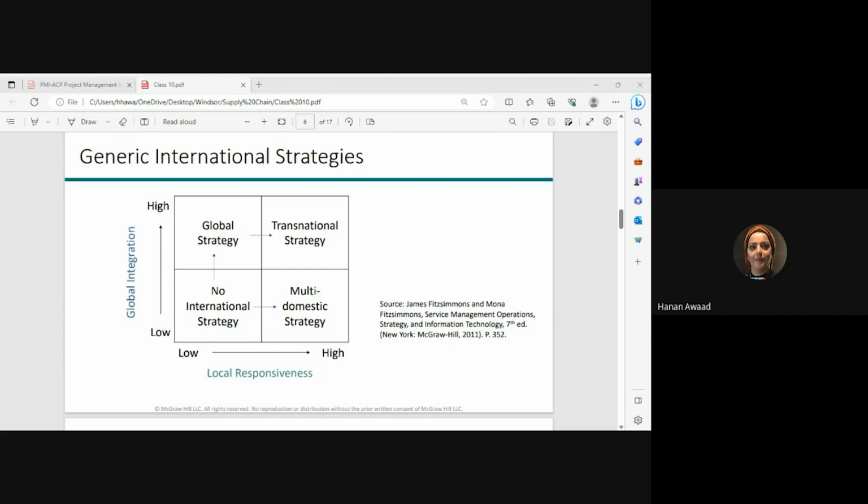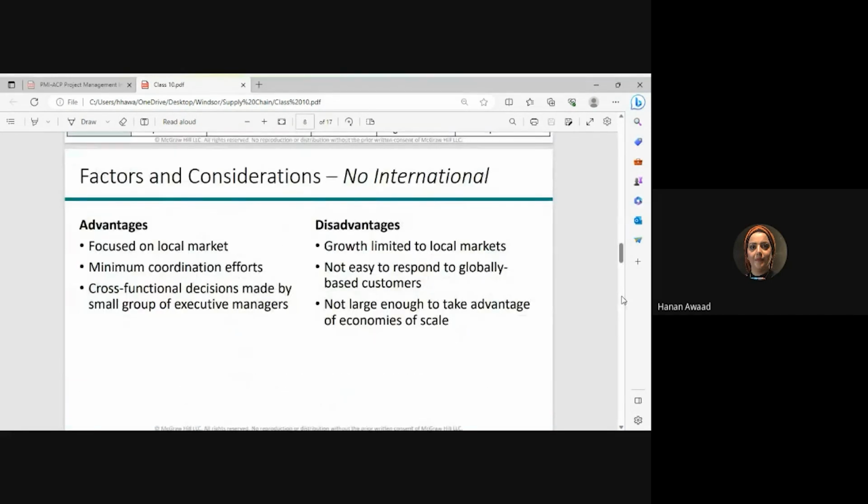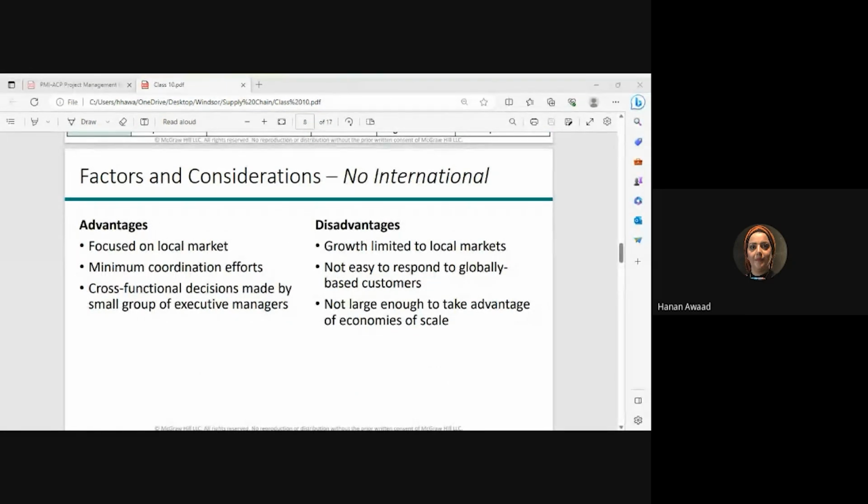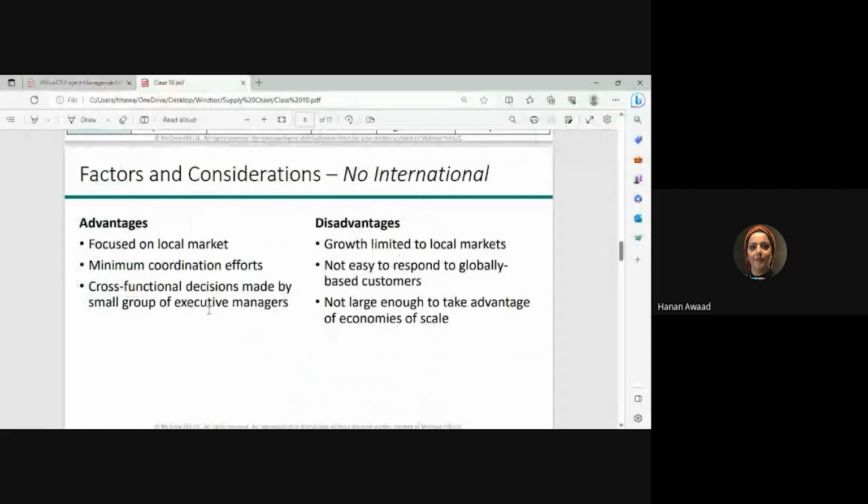So for the no international strategy, okay, where is the slide for this one? Here. For the low or the no international strategy, what do we have here? We have low local responsiveness and we have low global integration in the supply chain. So what are the advantages and the disadvantages of something like this? What do you think?